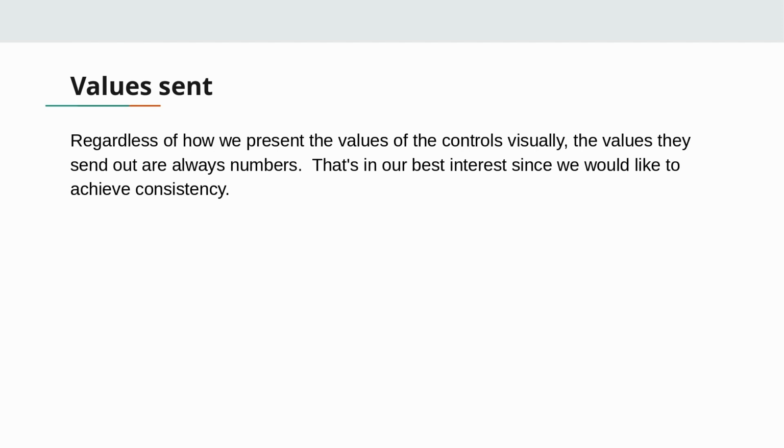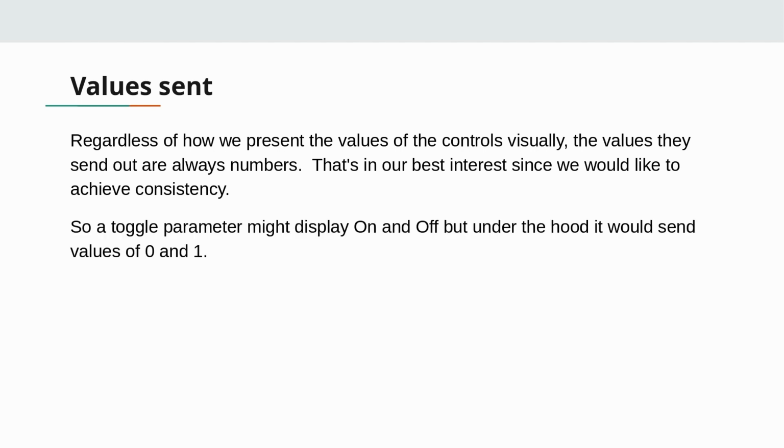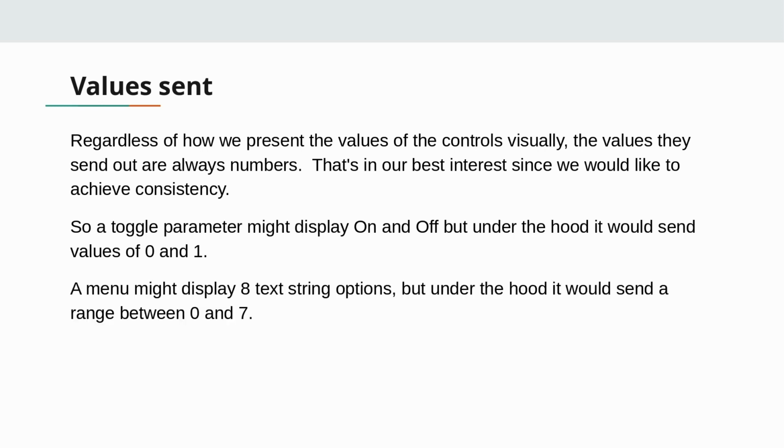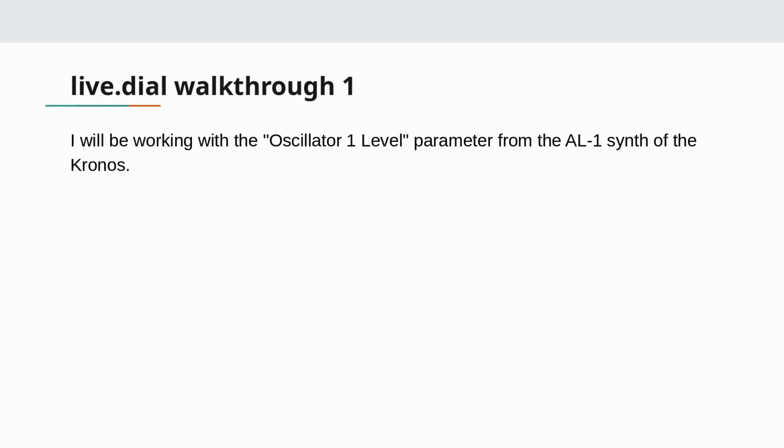Regardless of how we present the values of the controls visually, the values they send out are always numbers. That's in our best interest, since we would like to achieve consistency. So, a toggle parameter might display on and off, but under the hood, it would send values of 0 and 1. A menu might display 8 text string options, but under the hood, it would send a range between 0 and 7.